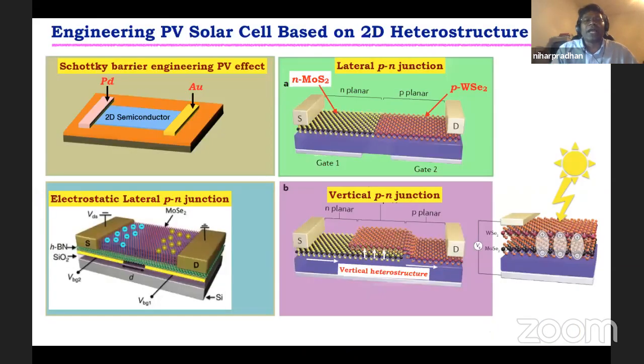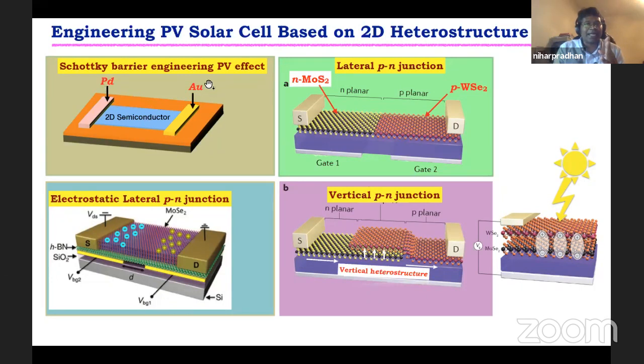So let's go now to the photovoltaic solar cell. We know now that these materials behave like N-type, they behave like P-type also, and some of these 2D materials can behave like ambipolar, where both electrons and holes are there, okay? So we'll discuss the photovoltaic effect based on these materials using even a Schottky barrier, if you use a different metal contact on a single two-dimensional material.